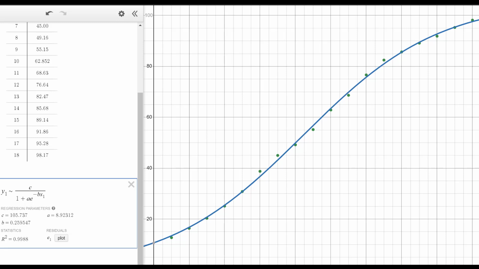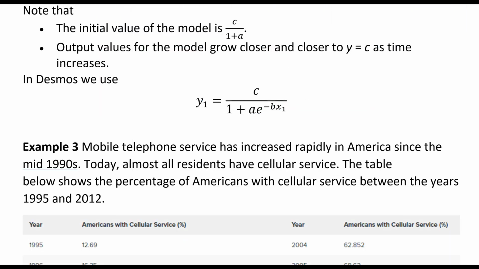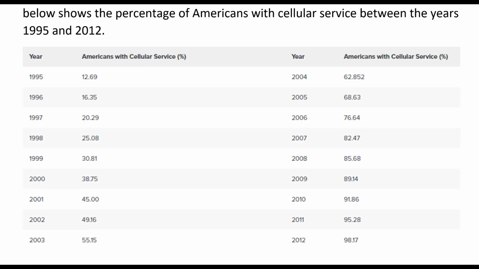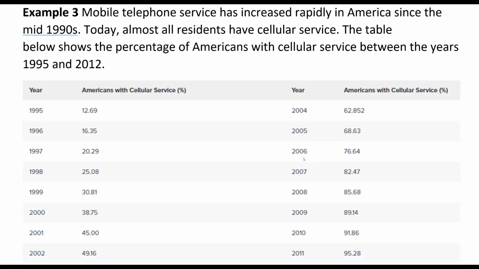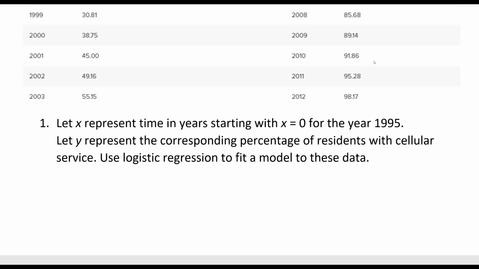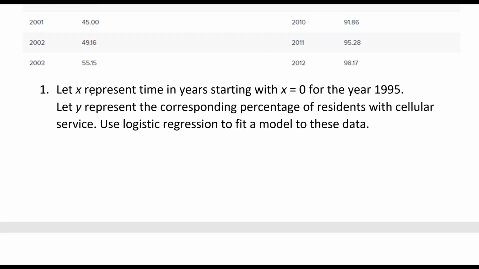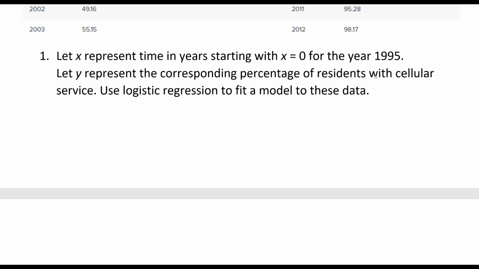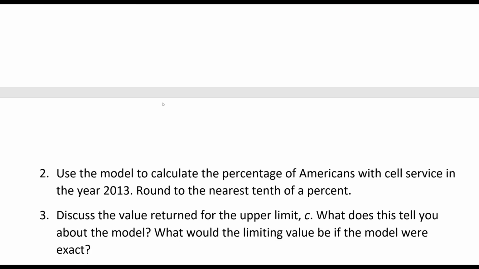Okay, so we plotted the data, and I think we have a question here, don't we? We have some questions. Okay, hang on. So our first question is, let x represent the time in years starting with x equals 0 for 95. I said x equals 1, so the numbers might be a little different. And then y represents the corresponding percentage of residents. Okay, so we did that.